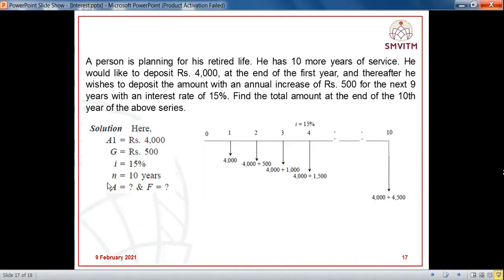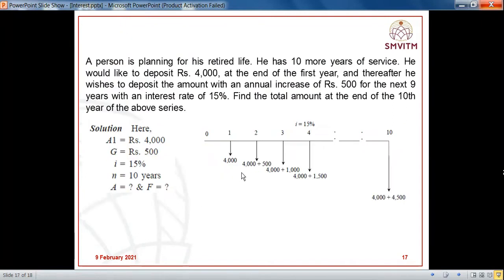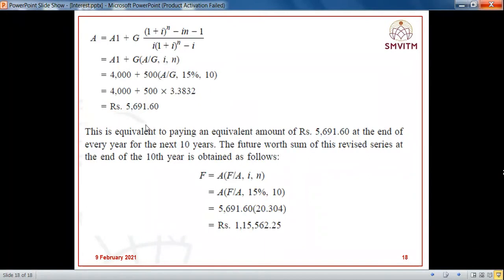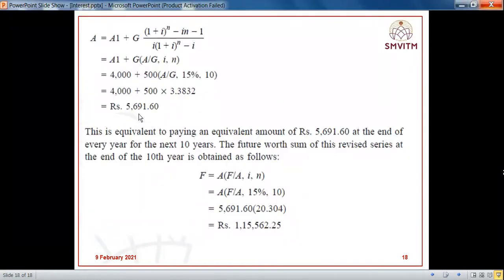First you have to find A and then F. A equal to A1, the initial payment, plus G, the gradient 500, into (1 plus I to the power n minus I n minus 1) divided by I into (1 plus I to the power n minus I), or you can take the value from the table, A by G, I, n. You will get A as 5,691.6. That is, depositing 4,000 the first year, 4,500 the second year, 5,000 the third year, 5,500 the fourth year, and so on, is equivalent to depositing 5,691.6 rupees every year for 10 years. Gradient is nothing but converting the varying payment into an equal payment.